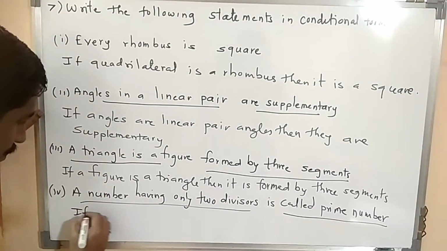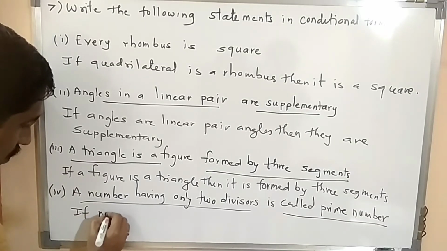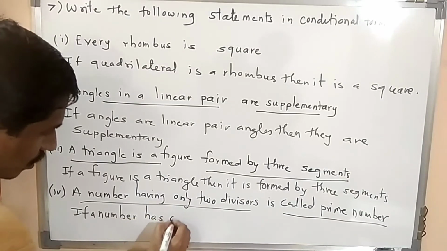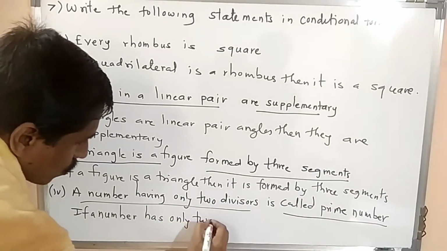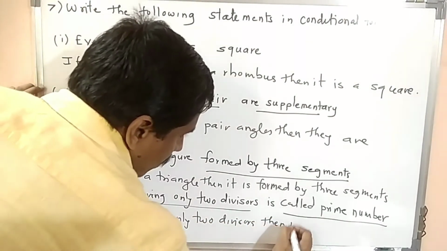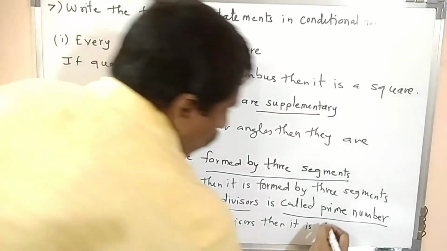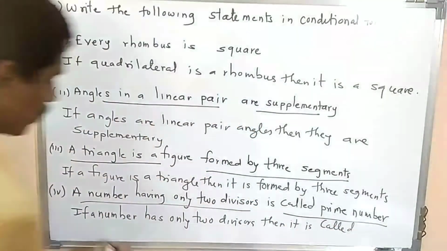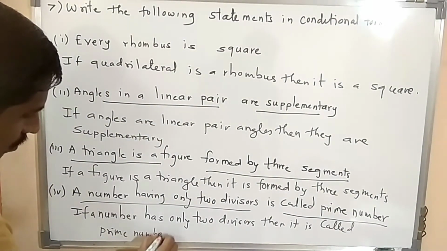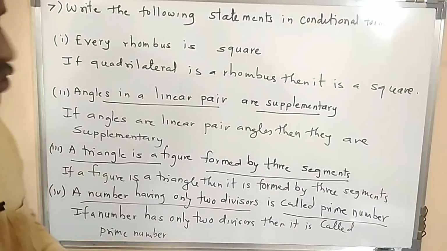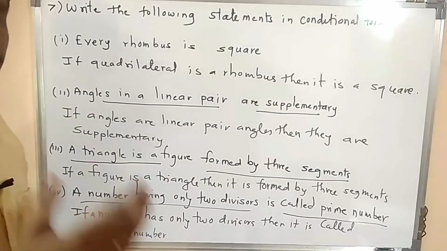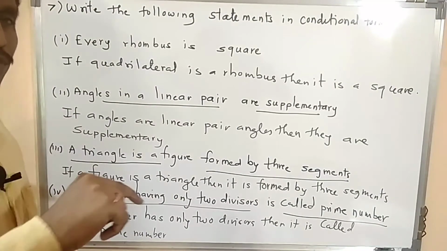If a number has only 2 divisors, then it is called prime number. So now all of you understood how to write a given statement in conditional form. It means you have to use if, then.